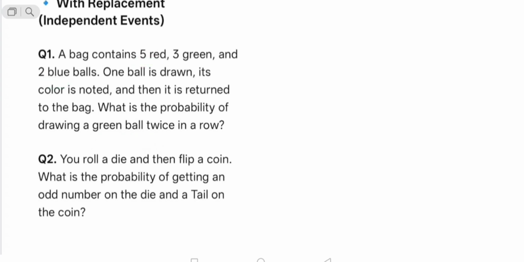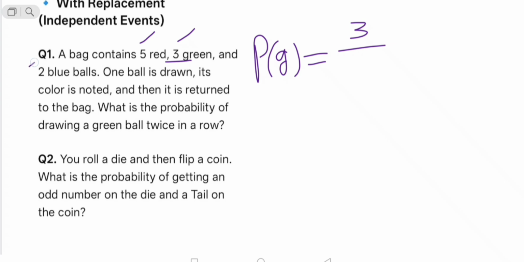So look here, the first question is what is the probability of drawing a green ball. We will find the probability of green first, because they said you will draw a ball twice. Two times we will select a ball from the given bag. First, the probability of green: how many greens are there? 3, because the favorable outcome is green. So green is 3 over total outcomes, 5 plus 3 is 8 plus 2 is 10. So this is the probability of the first time.